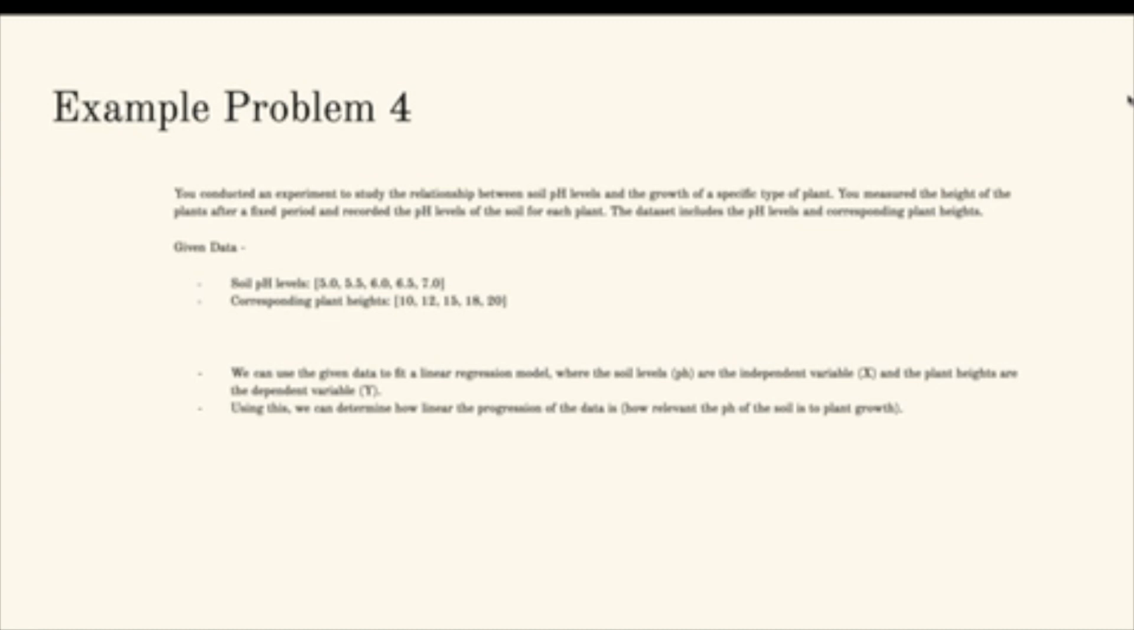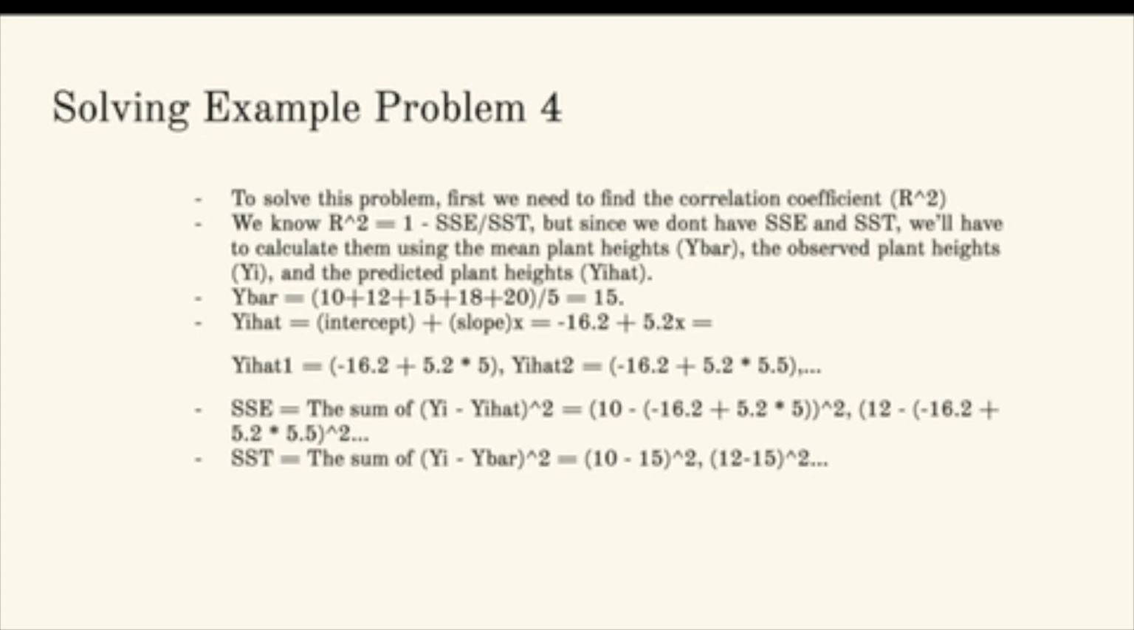We can use the given data to fit a linear regression model where the soil levels, the pH, are the independent variable x and the plant heights are the dependent variable y. Using this, we can determine how linear the progression of the data is and how relevant the pH of the soil is to plant growth. Okay, to solve this problem, first we need to find the coefficient r squared.